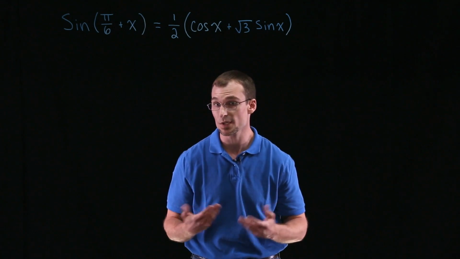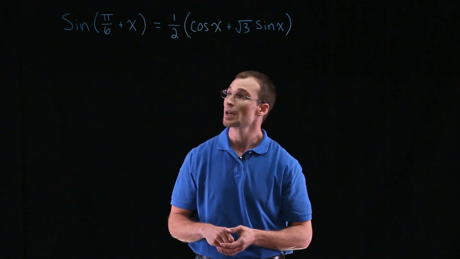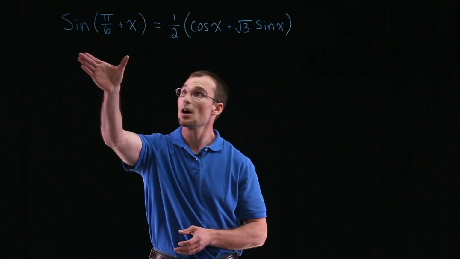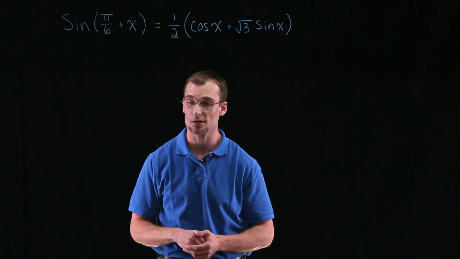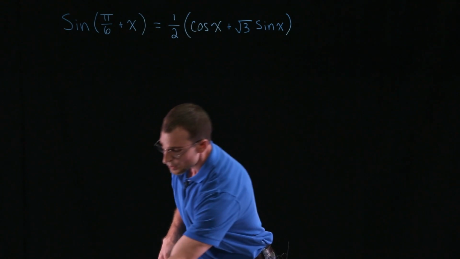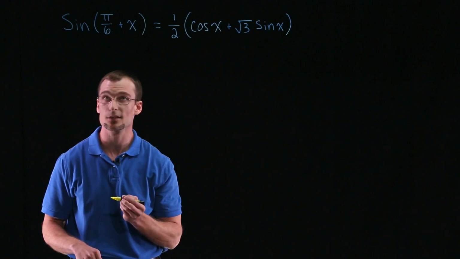And the rule of thumb that we used in the past was to take the more complicated side and start working with that first. So I think we can agree that the sine of pi over 6 plus x on the inside of the sine function is the more complicated of the two sides. So we'll start there. So again, what we have is a sum going on inside the sine function.